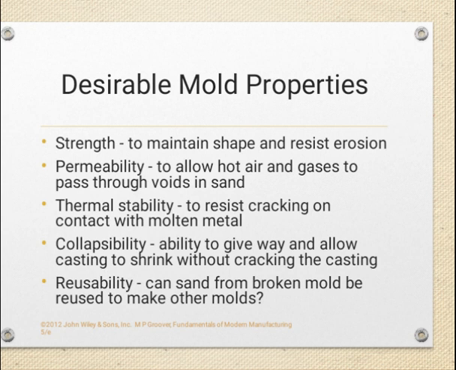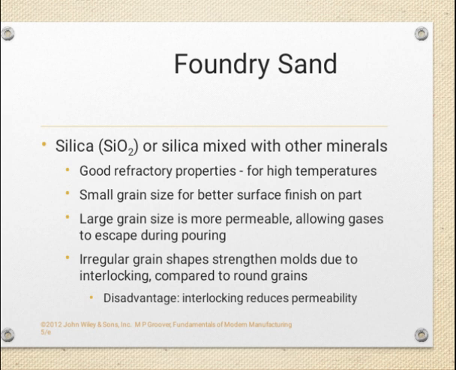Desirable mold properties. A mold should have strength, permeability, thermal stability, collapsibility, reusability. Foundry sand. If we look at a foundry, silica is the major material used in the sand casting process because it has good refractory properties. Smaller grains give a better surface finish on parts, while larger grain size is more permeable, allowing gases to escape during pouring.